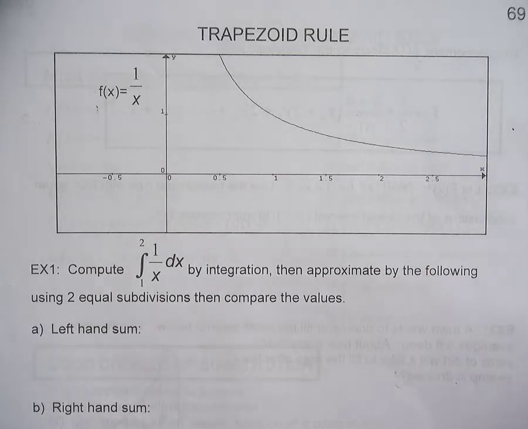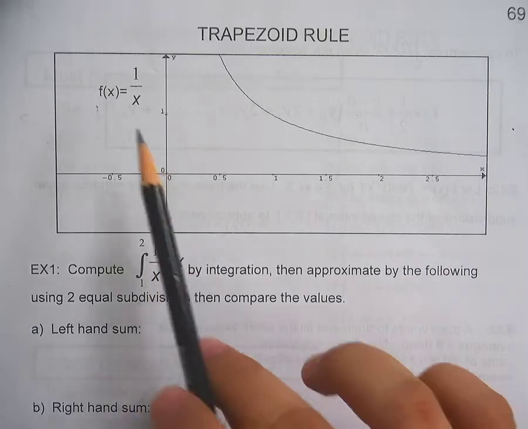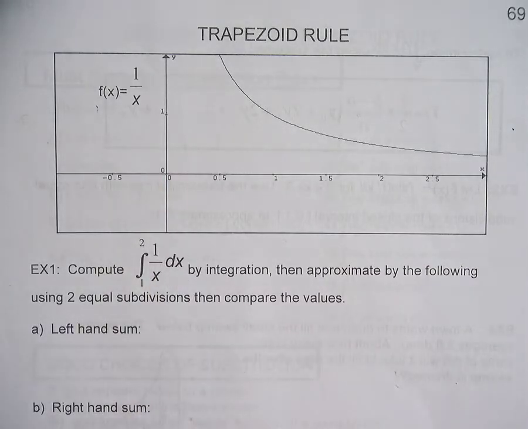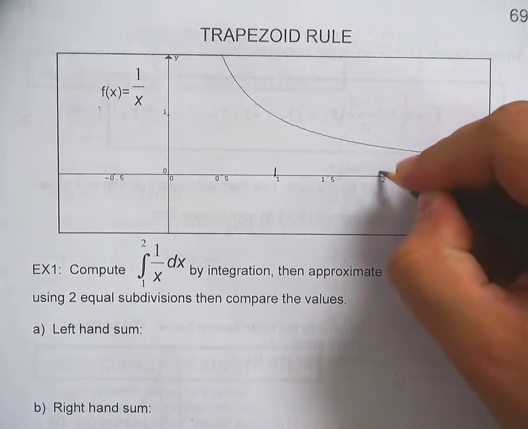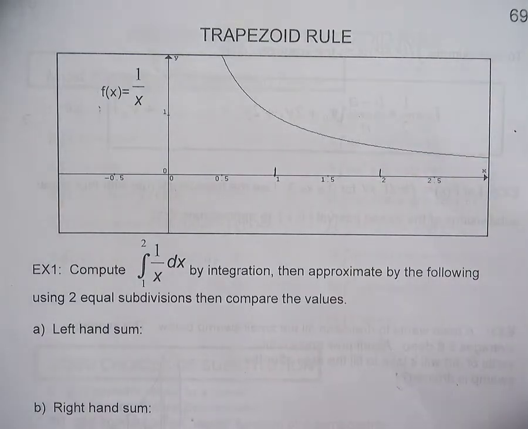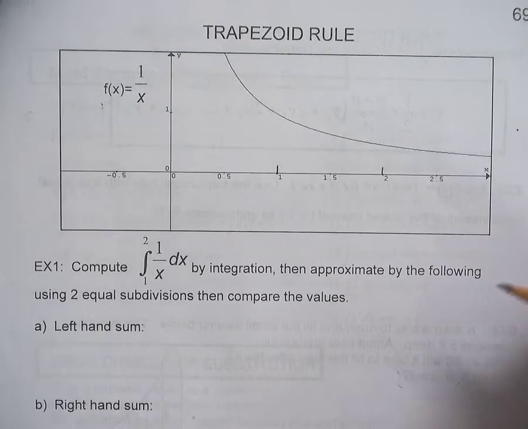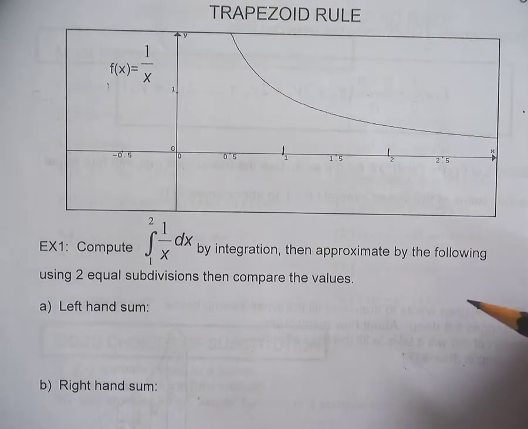First, we have the graph of 1 over x, and it says to compute the integral from 1 to 2 of 1 over x dx by integration, then approximate using two equal subdivisions, then compare the values. So first I'm going to find out the actual area using integration.